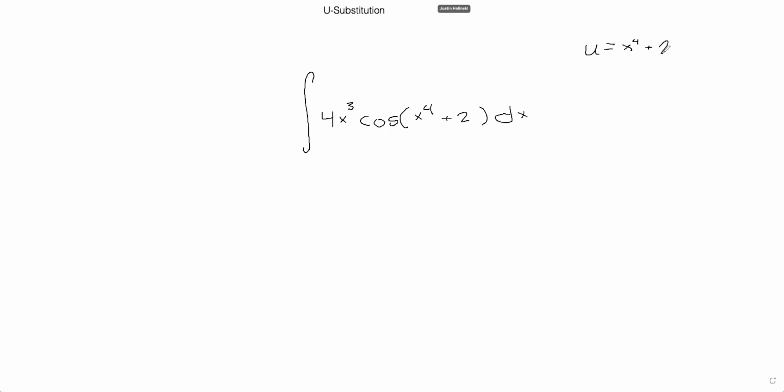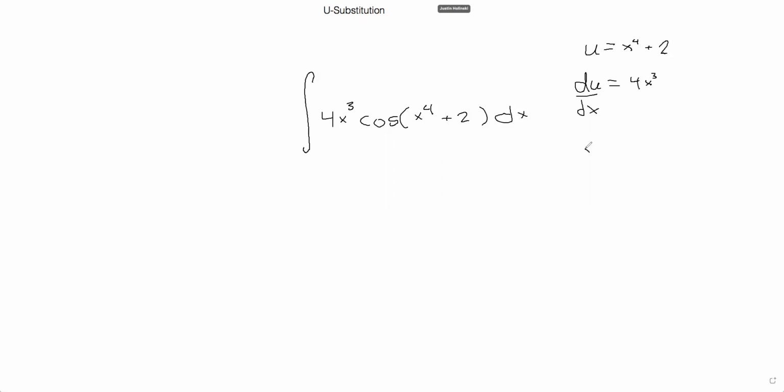I'm still not completely convinced we can do U sub here. I still have to take the derivative to verify that the derivative of the inner function is present somewhere in the integral. So if we take the derivative with respect to x of x to the fourth plus 2, we're going to get 4x cubed plus 0.